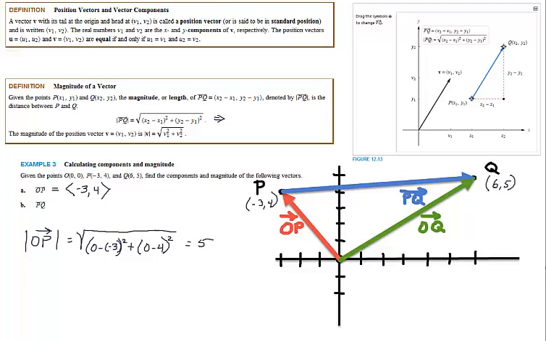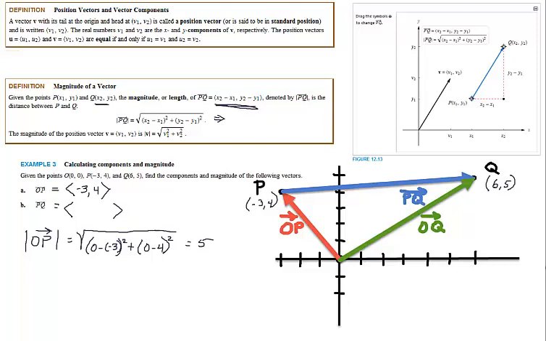Now for PQ, in order to get that vector representation, what I'm going to have to do is this right here. Notice that it is the second point, because Q is the x2, so it's the second point minus the first point.